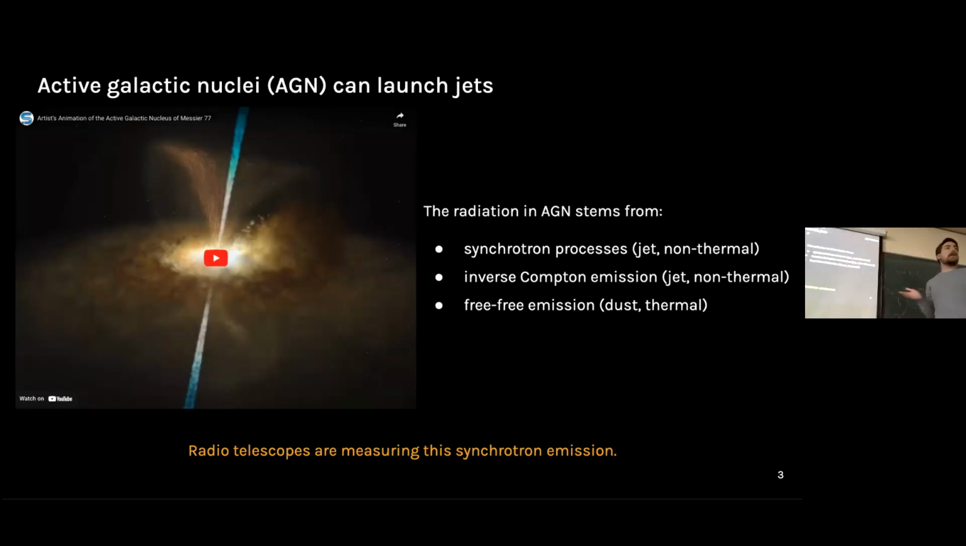The radiation that we get from AGN stems from synchrotron processes and inverse Compton emission, which is from the jet and it's non-thermal radiation. We also get free emission, which is from the dust and thermal. And what we measure with our radio telescopes around the world is the synchrotron emission.